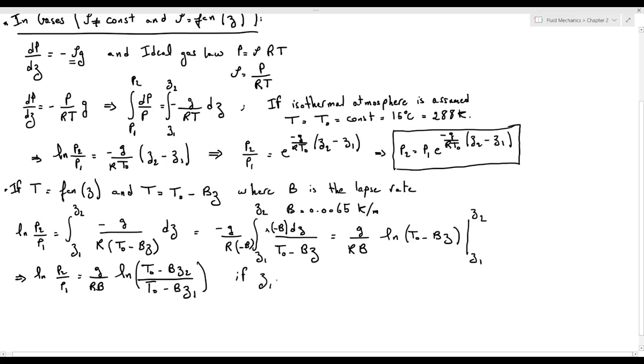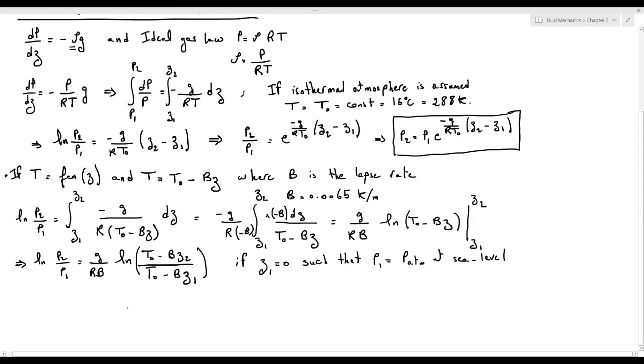If we say that z1 is equal to 0, that means at sea level, we can say that P1 is equal to the atmospheric pressure at sea level. And you can write this equation as ln P2 over P1, and g over RB we can replace, since A ln B is just ln B to the power A, by ln of T0 minus BZ over T0 to the power g over RB.